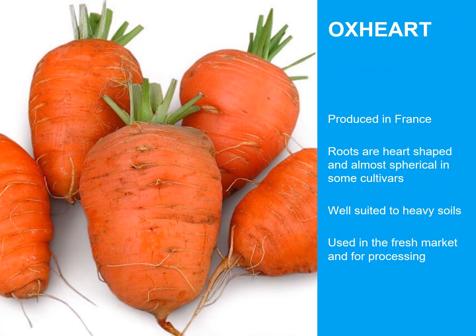Then we have the Oxheart, which was originally produced in France. It's not so much a common cultivar type nowadays, but historically it's been quite important. So the roots, as the name suggests, are heart-shaped and almost spherical for some cultivars. They're well suited to heavy soils because of their short, stubby kind of structure, and they historically have been used for the fresh market and for processing.